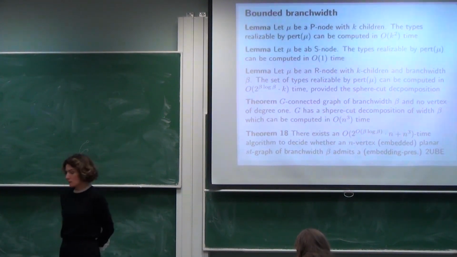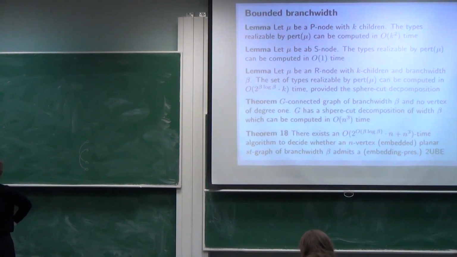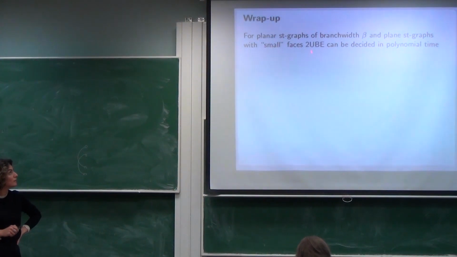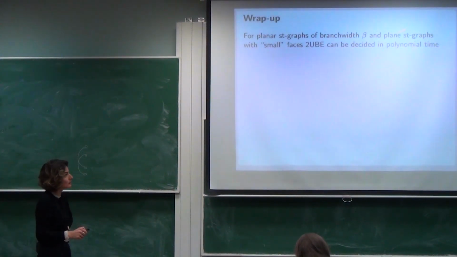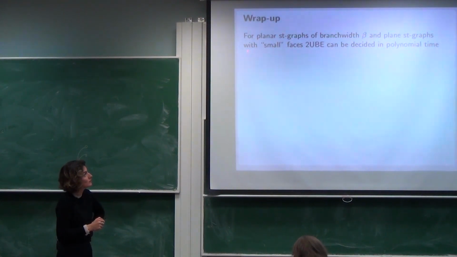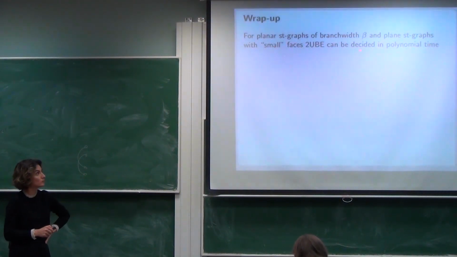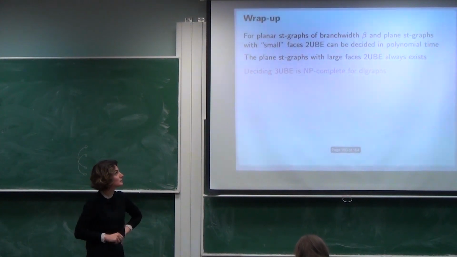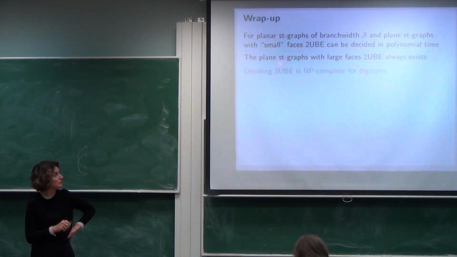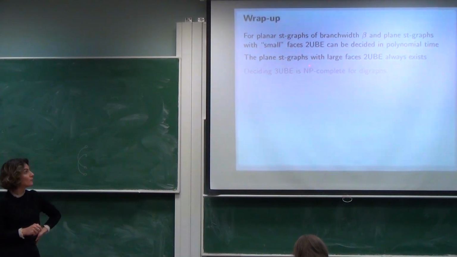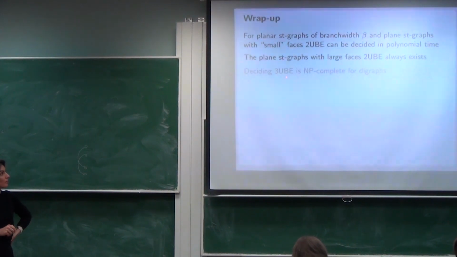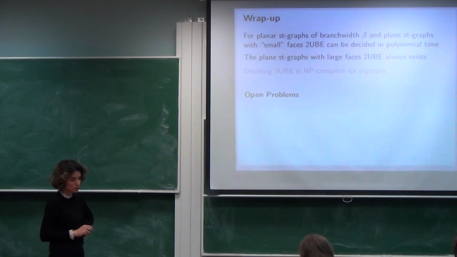So here I finished with the branchwidth result, and I want to wrap up a little bit. What I have shown is that for planar graphs of branchwidth beta and for ST graphs with small faces, the two-page upward book embedding can be decided in polynomial time, and that for ST graphs with large faces, it always exists. And the result that I haven't talked about is the NP-hardness for digraphs, for directed acyclic graphs, and 3 pages. The problems which remain open.